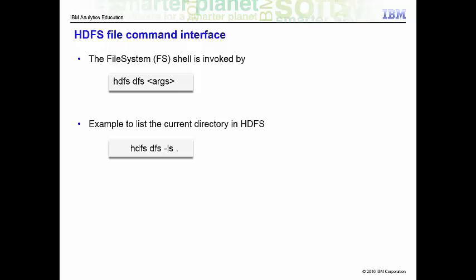For example, the ls command for listing a directory is a common Unix command and is preceded with a dash. As on a Unix system, ls can take a path as an argument. In this example, the path is a current directory represented by a single dot.